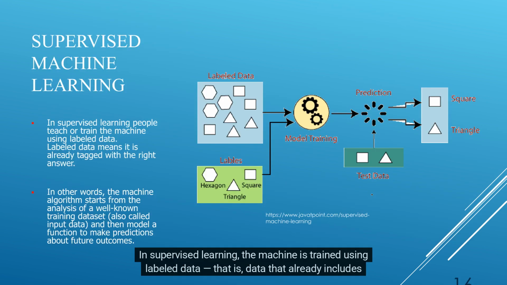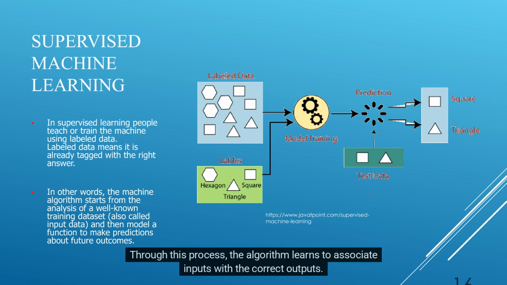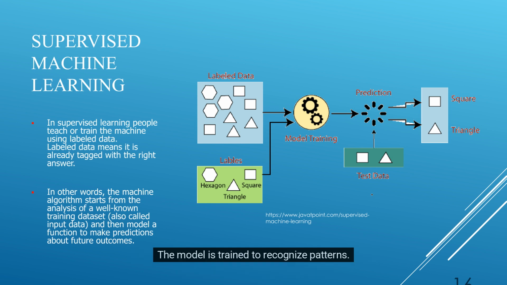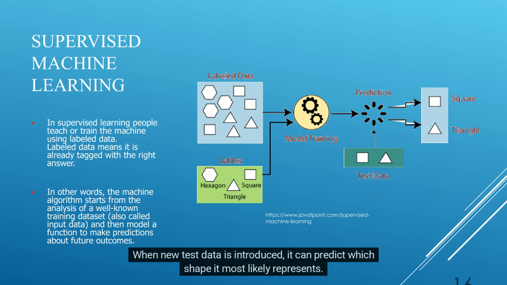In supervised learning, the machine is trained using labeled data. That is, data that already includes the correct answers. Through this process, the algorithm learns to associate inputs with the correct outputs. The labeled dataset shown here identifies shapes like hexagons, squares, and triangles. The model is trained to recognize patterns. When new test data is introduced, it can predict which shape it most likely represents.